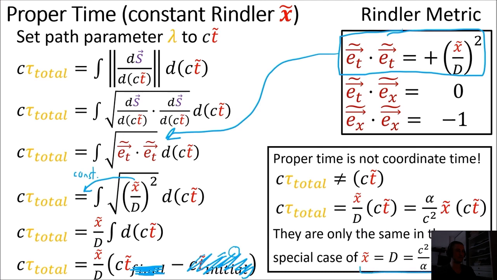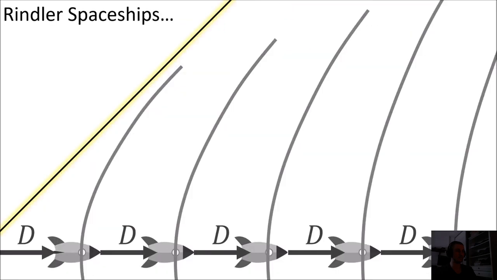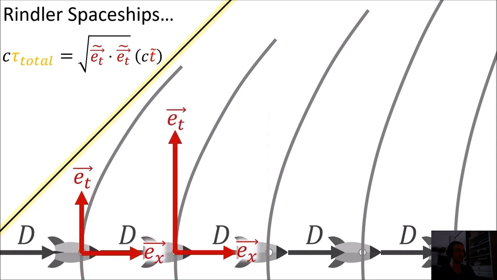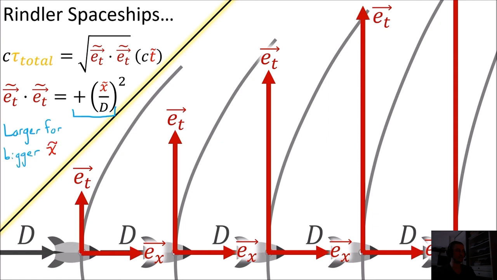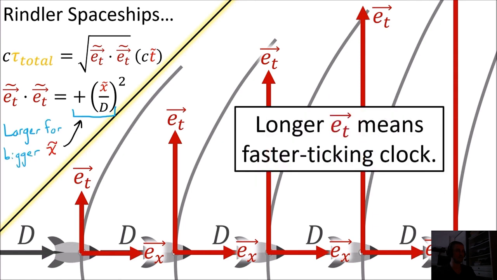Otherwise, the clocks with larger x tilde values will tick more quickly, because they get more proper time for a single unit of t tilde. The reason for the faster ticking clocks, to the right, is because the e_t tilde basis vector gets longer and longer for large x tilde. So the e_t tilde dot e_t tilde component of the Rindler metric grows to the right. This tells us that when the time basis vector is longer, it indicates a clock that ticks more quickly along a coordinate curve of constant position in that coordinate system.